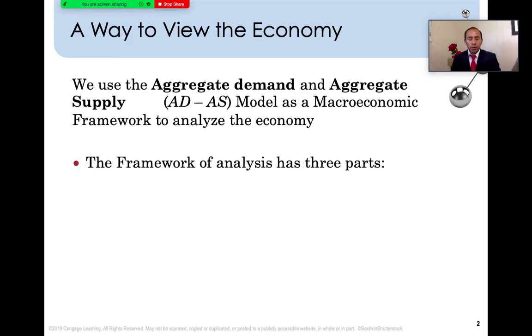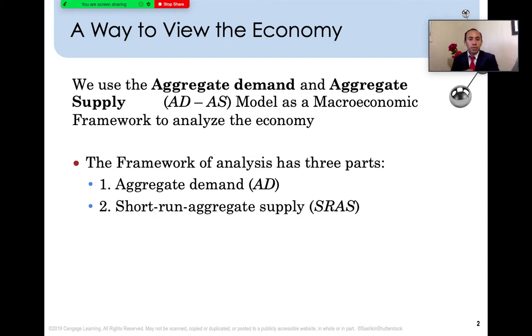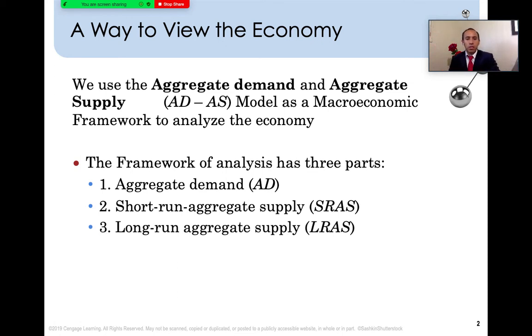And the framework of the analysis has three different parts. The aggregate demand, in this case, from all of the aggregate consumption, investment, government, and foreign sector. The short-run aggregate supply of production of goods and services. The short term could be a quarter, half the year itself, depending on how we look at the short run. And the long-run aggregate production of goods and services in the economy. The long run can consist of a year, 2 years, 3 years, 5 years, the long-term frame.